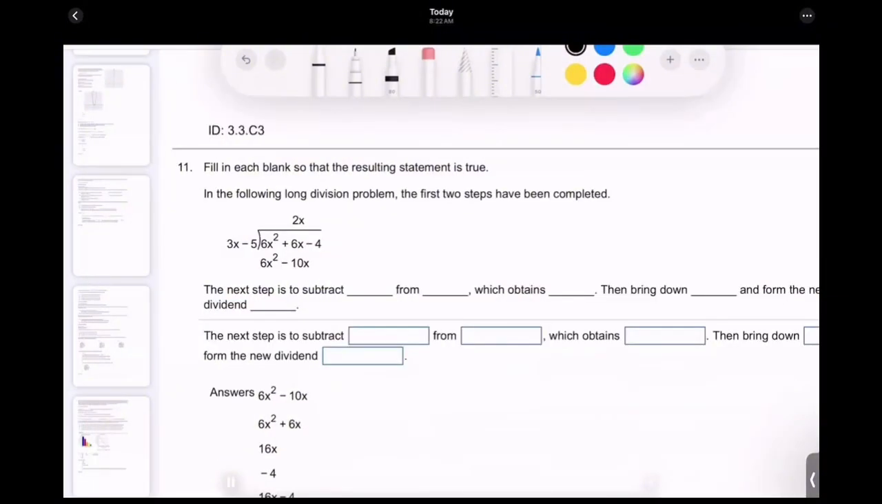Okay, next one. The next step is to subtract, right? So now this one, oops, it didn't move yet. Oh, that's because I wrote on the board. Oh, right, so here's the next one.